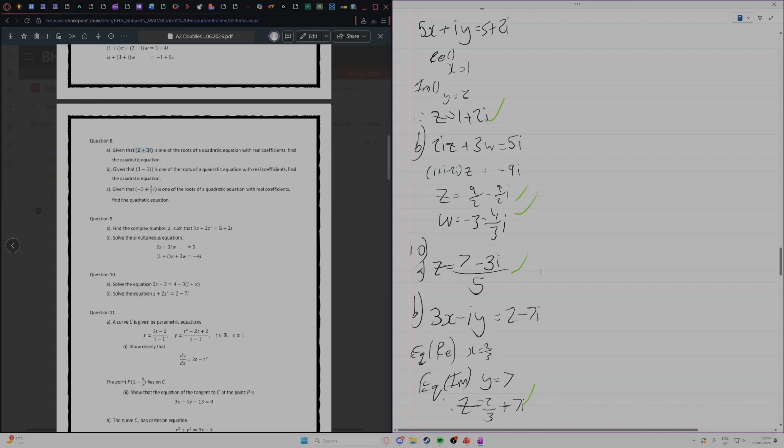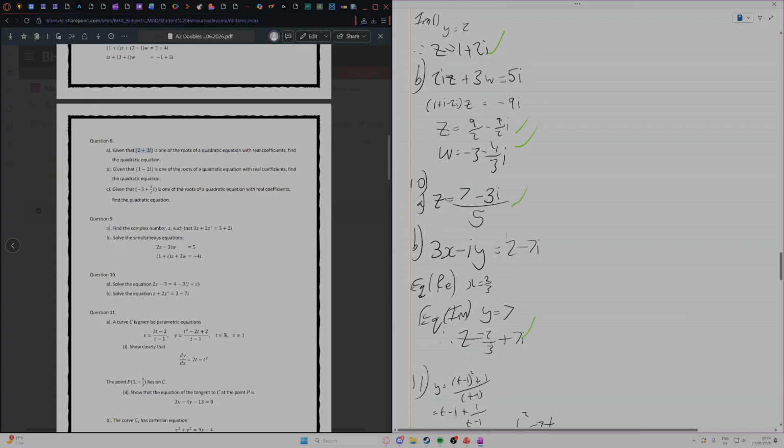Now question 10, same thing, just rearrange for z. Same for part B, rearrange, or for part B, you just do the x plus iy thing from this question.